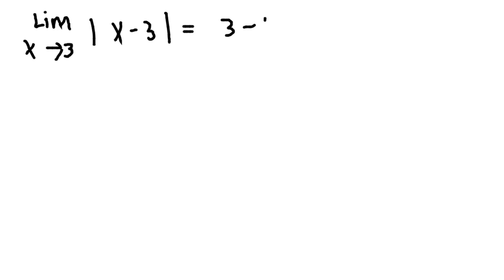Today I'm going to be teaching you how to evaluate the limits of absolute value functions. So let's get started. What is the limit of the absolute value function of x minus 3 as x approaches 3? What we can do here is just direct substitution. If we direct substitute, 3 minus 3 is 0 and the absolute value of 0 is 0. So that is the value of the limit.